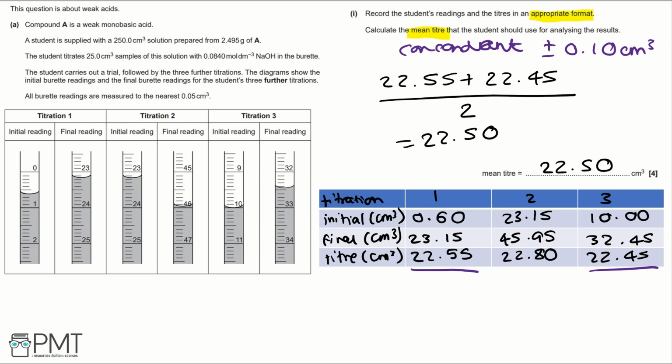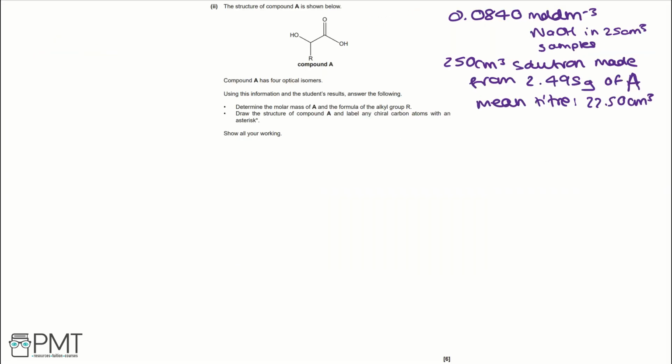So for this question, you get 2 marks for drawing the table and having everything correct to the right number of decimal places, significant figures, etc. The mean titer has to be correct, that gets you another mark, and using the concordant results will get you your 4th mark. Part 2.